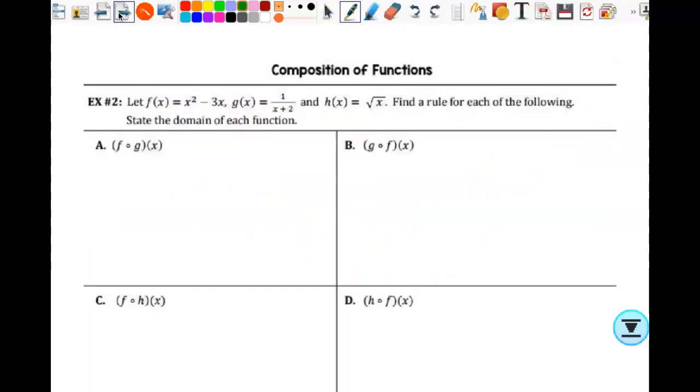Let's flip this over. Now we're going to get into looking at the domains of these, because we're going to find the rule, which we've already been doing, but then we're also going to look at the domain. So the first thing we're going to do is look at the domain of all the little functions that we start with. So for f of x, which is x squared minus 3x, what is this domain?